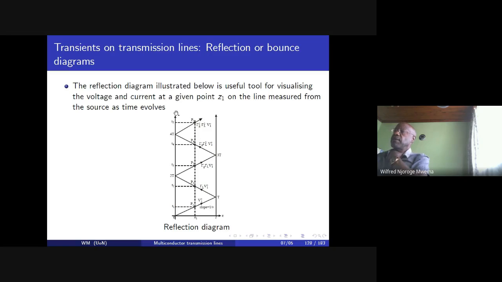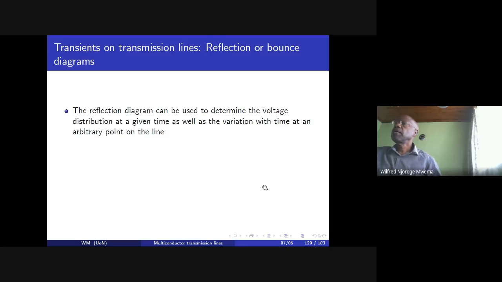If we want to get the time for a given voltage, again, we just draw those lines coming out like that. The only thing that is important to note is that the bounce diagram, or reflection diagram, is not plotted in the usual sense. We usually put the time axis on the vertical line and the spatial axis on the horizontal line. This is more like what we deal with in the theory of relativity when we are talking about space-time diagrams. So the reflection diagram can be used to determine the voltage distribution at a given time, as well as the variation with time at an arbitrary point on the line.